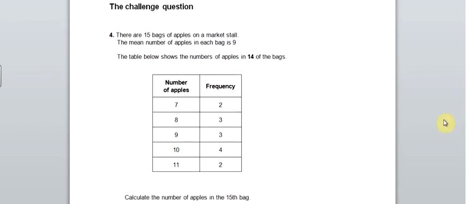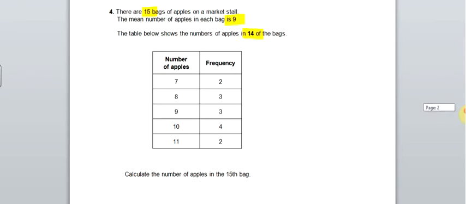Now, the challenge question. This is a true challenge question. So there's 15 bags of apples on a market stall, and the mean number is 9. This table shows the numbers of apples in 14 of the bags. Calculate the number of apples in the 15th bag.